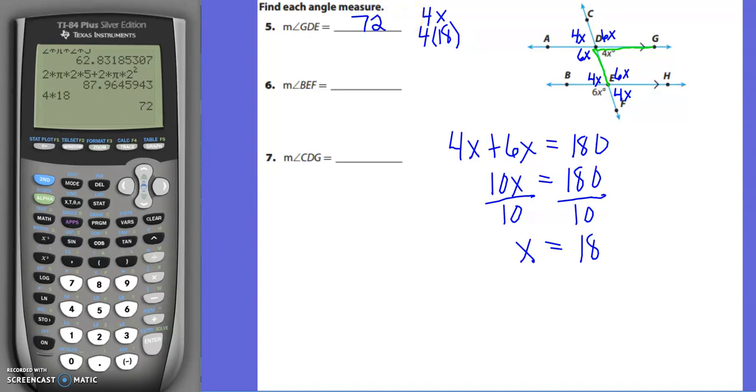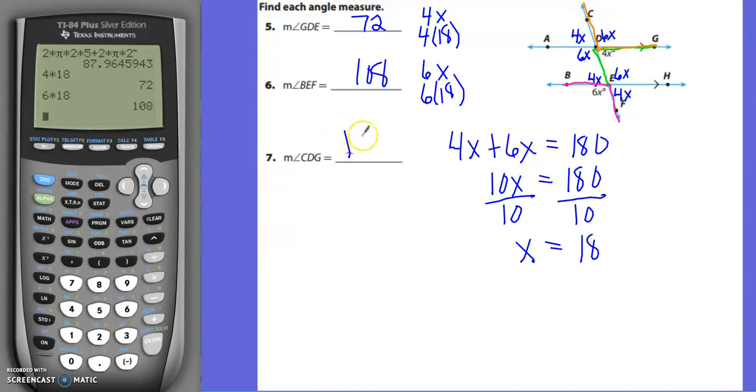Okay, then we have BEF. BEF is 6x. So with 6x, we have 6 times 18. So 6 times 18 is 108. All right, and then lastly, CDG. So we have CDG, which is a 6x, which is just 108.